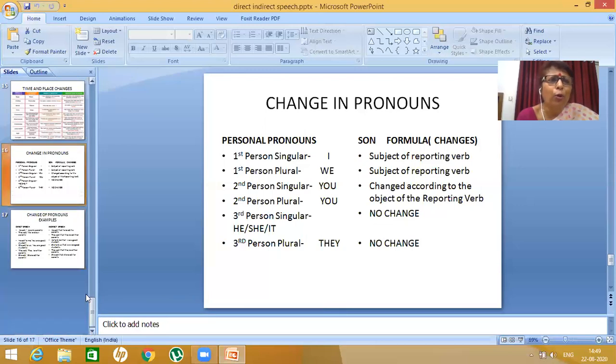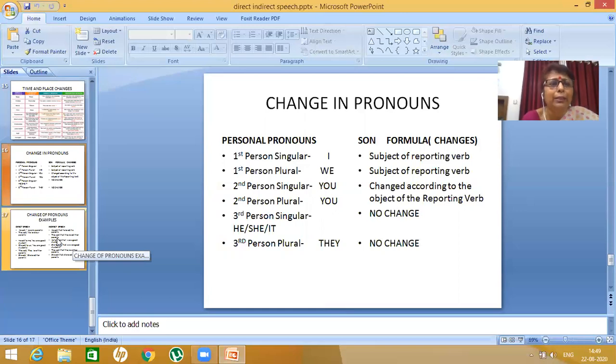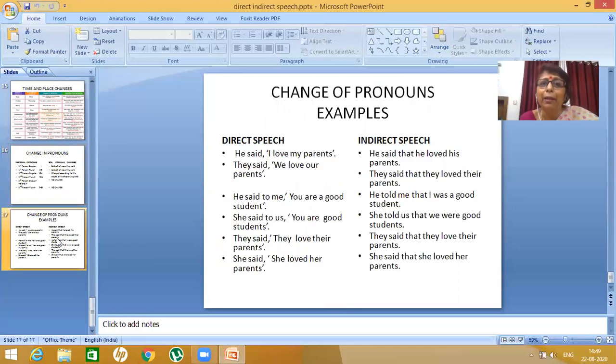As I always stress upon examples, because examples always bring clarity. They simplify things. Now see, we have the first example. He said, "I love my parents." See, in the reported speech, he said that he loved his parents. Now let's see the changes.